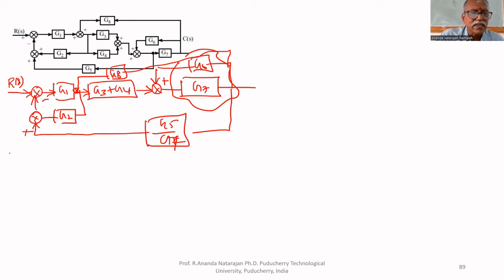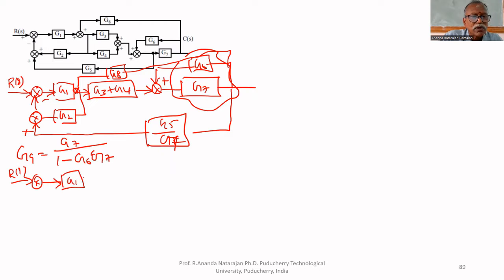This is equal to G9. G9 equal to G7 upon 1 minus G6 G7. Therefore, this can be written as R of S, G1, G3 plus G4, G9.